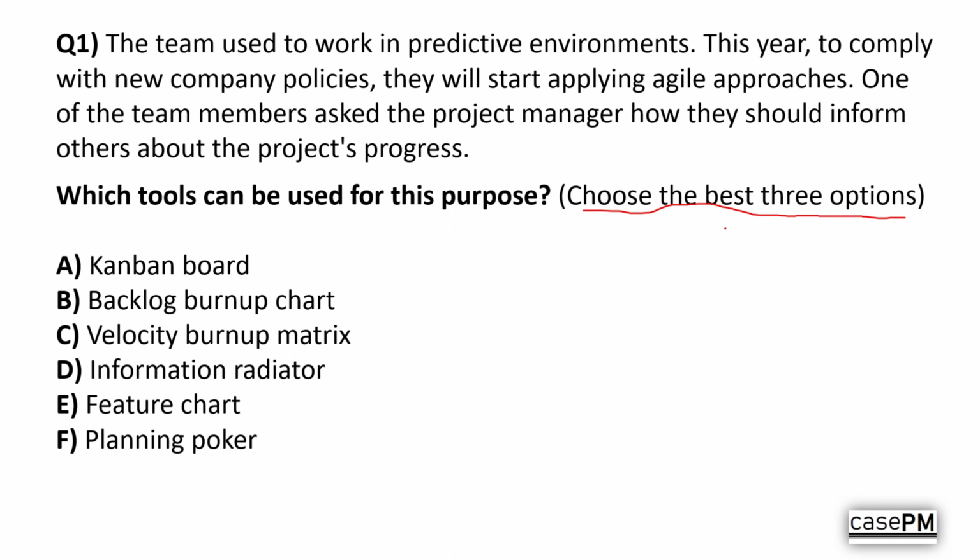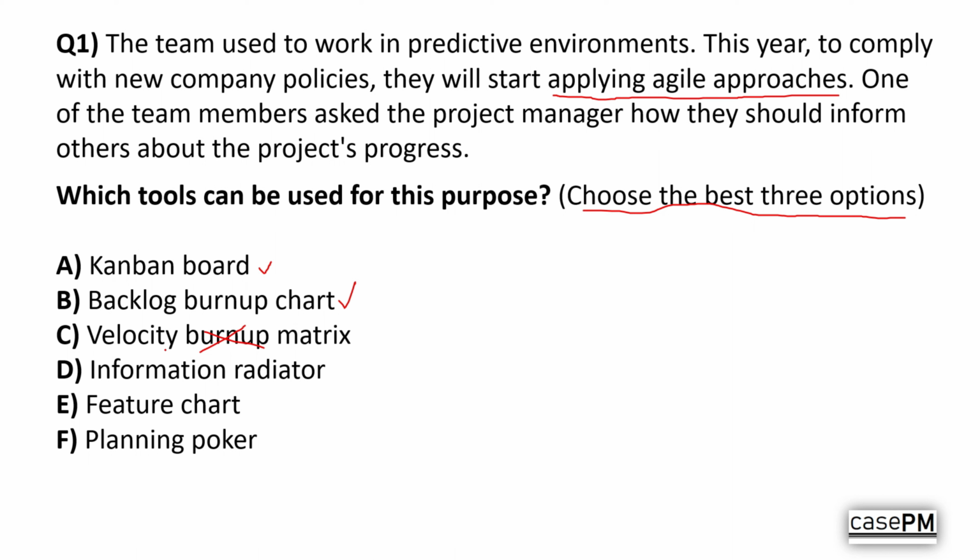So, we have a multiple choice question here. In the question it says they will start applying agile approaches this year. Therefore, if we see any option that is mainly used in predictive environments, we can eliminate it. Let's quickly take a look at the options. A. Kanban board. This is definitely used in agile environments. B. Backlog burn-up chart is also an agile tool. C. Velocity burn-up matrix. We don't have anything like this in real life.